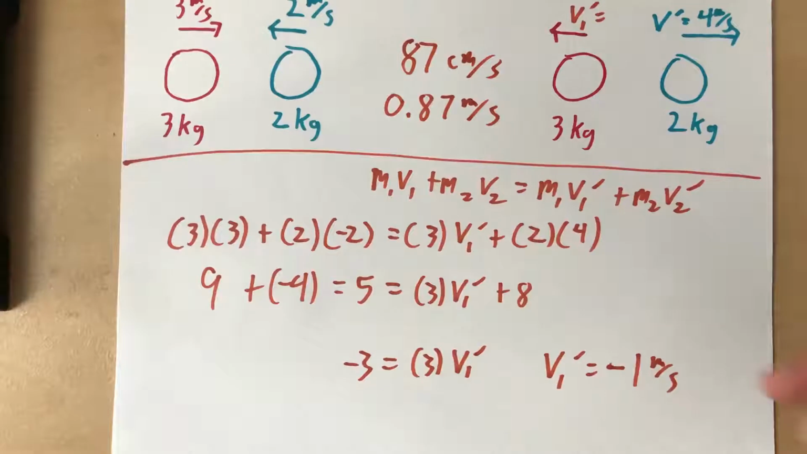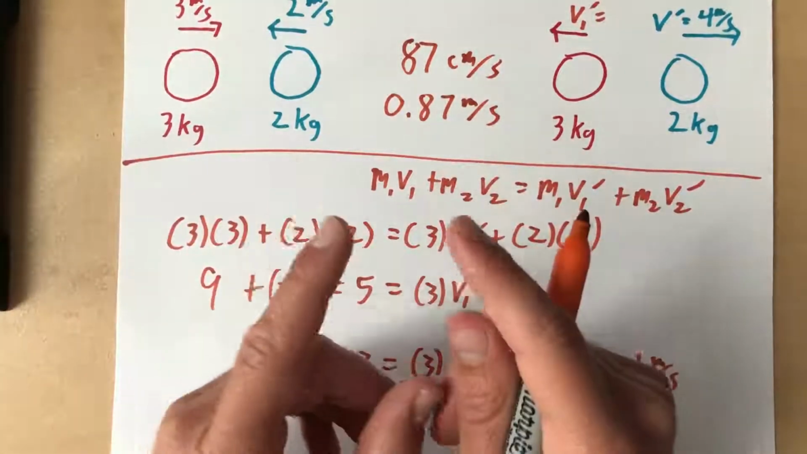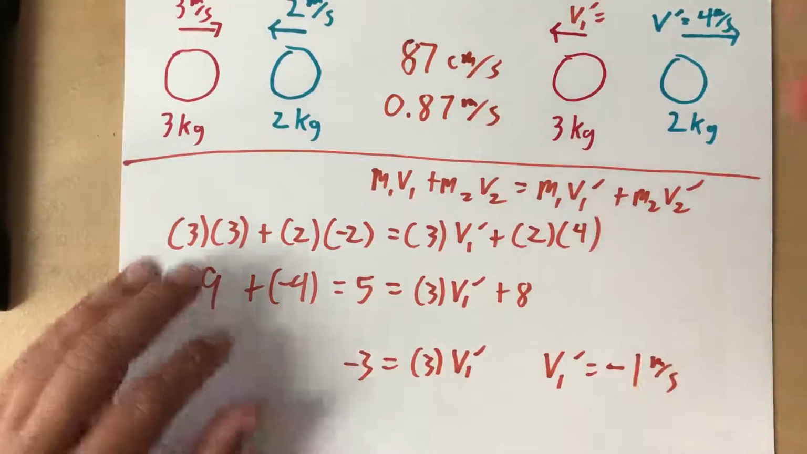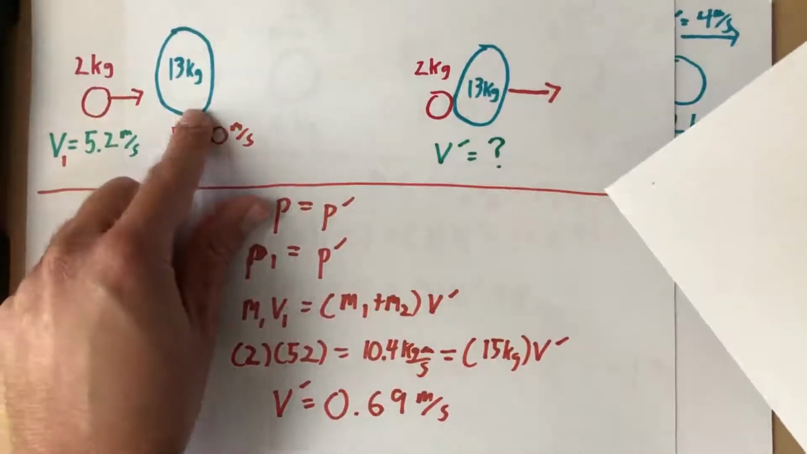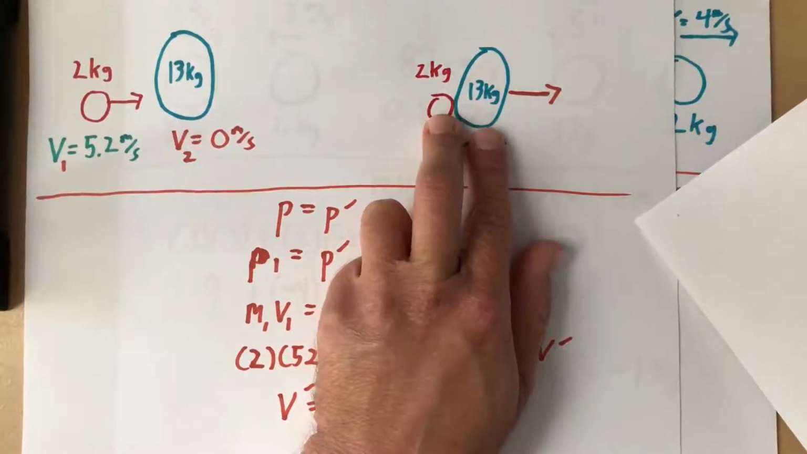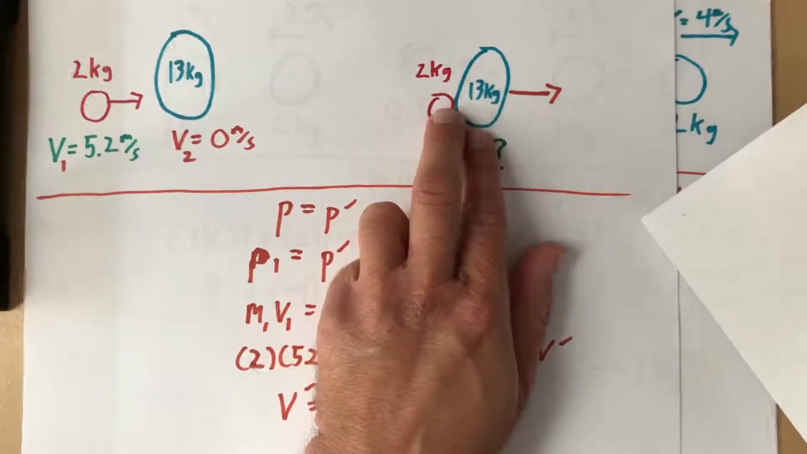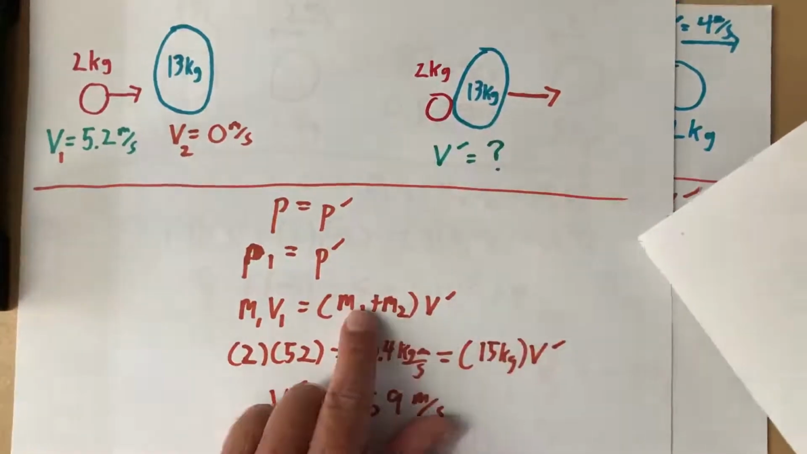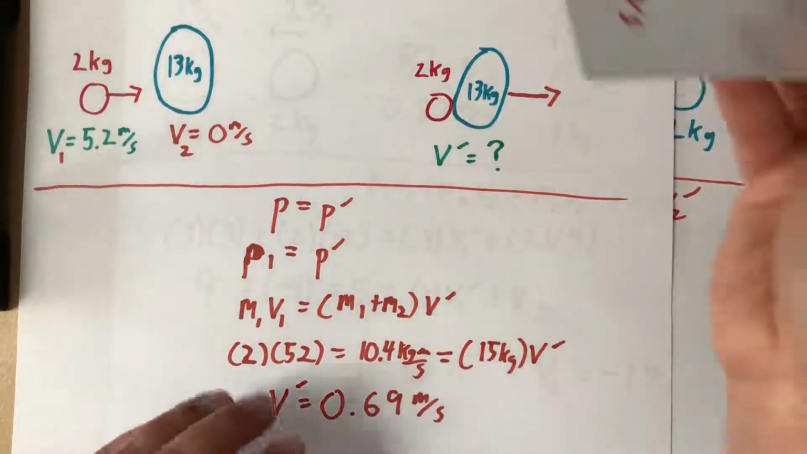And then pay attention on numbers 7 and 8, because those do this combining of the masses. So like if some football player runs and tackles another one and they move off together, or you drop a brick in a cart and they move off together, anytime the objects basically join together, you do this combining of the masses trick that we learned there.